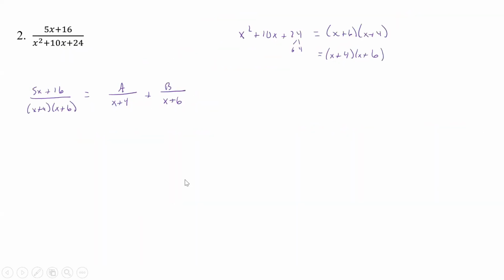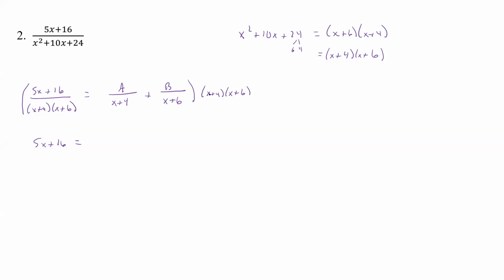Now what we have to do is multiply by our LCD, which basically is just what's on the left here. So we're going to multiply both sides by x plus 4 times x plus 6. Again, we're going to multiply all three terms by that. When we multiply the first one, we just get 5x plus 16. Now here, notice the coefficient in front of the x is 5 now, instead of the other one that had 1. We actually have a number here instead of the other one, which was 0. So it's going to be a little bit different this time.